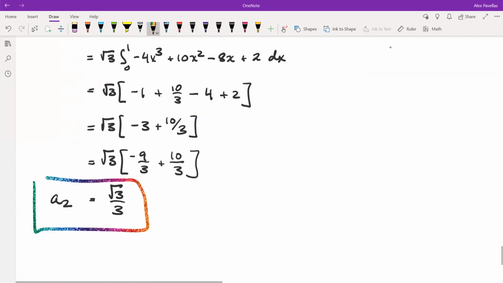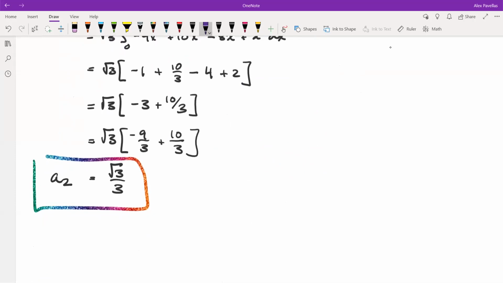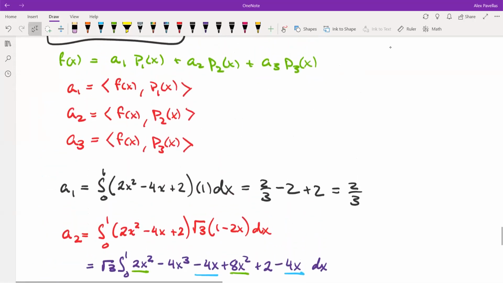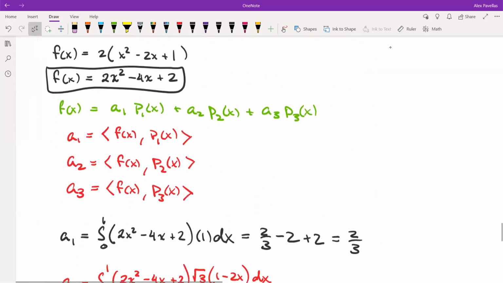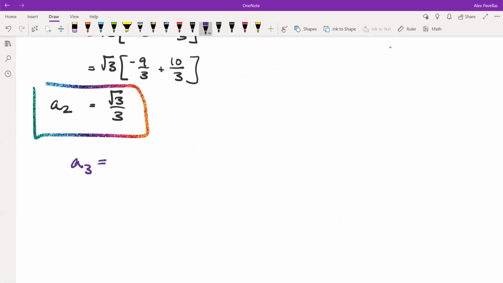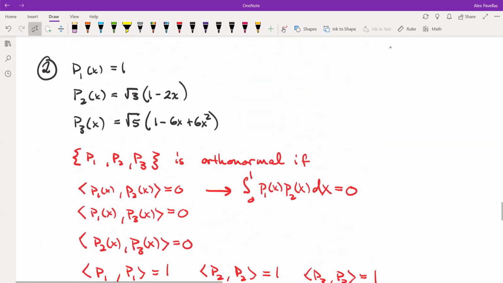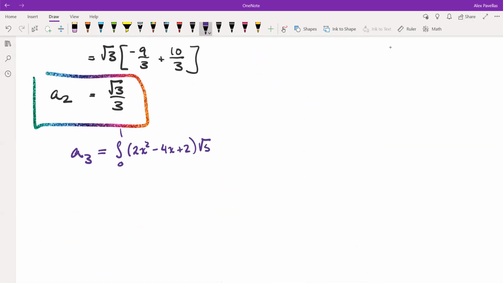Now we've got A1 is 2/3. We've got A2 is root 3 over 3. Now let's see what A3 is. So A3, according to this thing, should be, well, I got to go way back up. It's the integral from 0 to 1, because that's how our inner product is defined here, of our function, 2x squared minus 4x plus 2, and then times our third basis function, which was root 5 times 1 minus 6x plus 6x squared dx.